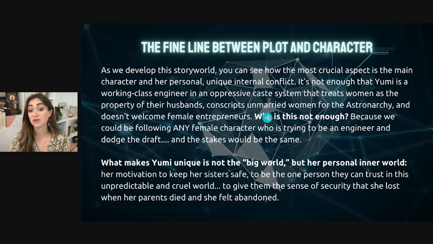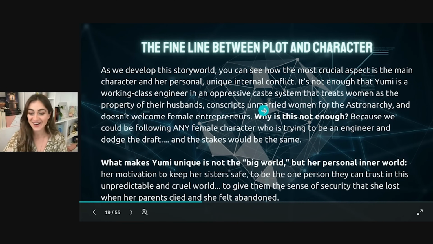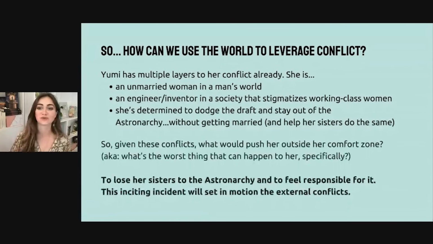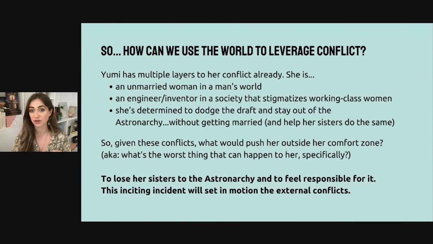So what makes Yumi unique is not the big world, but her personal inner world, her motivation to keep her sisters safe, to be the one person they can trust in this unpredictable and cruel world, to give them the sense of security that she lost when her parents died and she felt abandoned. Okay, so automatically, you see how that's way more powerful? That automatically makes this story way more interesting. I would even be interested in reading this story, and I'm not much of a science fiction reader, because we have character-driven elements here. Okay, so taking this one step further, how can we use the world to leverage conflict?